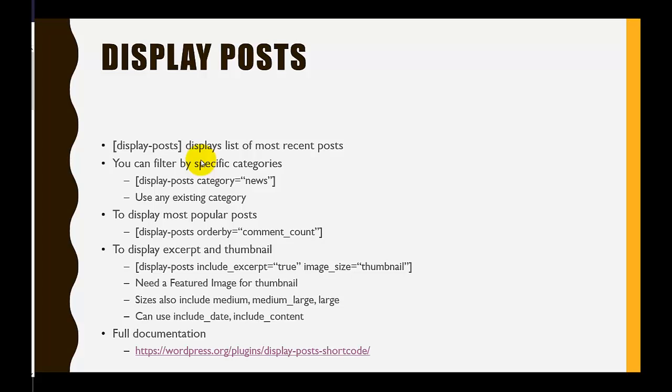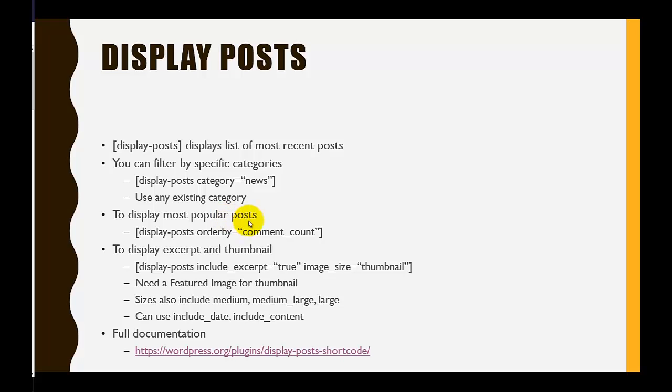There are a lot of more specific ways to work with display posts, and we'll look at all of these on an actual page in just a second. You can filter by specific categories. Those need to be pre-existing categories in WordPress. You follow up this first bit, the left bracket and display dash posts, with space, category equal, and then the name of your category in quotes. In this case, it's news.